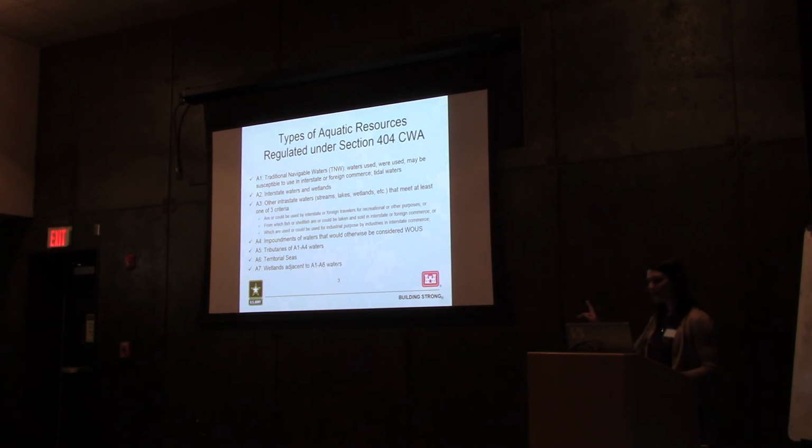I'm going to come back to A3 in a minute. A4 waters are those impoundments of waters that could otherwise be waters of the United States. So just because you built a dam across some creek doesn't mean that the water above the dam wouldn't be subject to our jurisdiction. An impoundment could still be subject to our jurisdiction. Then A5, tributaries to A1 through 4 waters, and I am going to expand on what a tributary is in the next slide. Territorial seas, we don't deal with that here in our district, but those are waters of the United States. And then wetlands that are adjacent to any of these waters, A1 through 6.